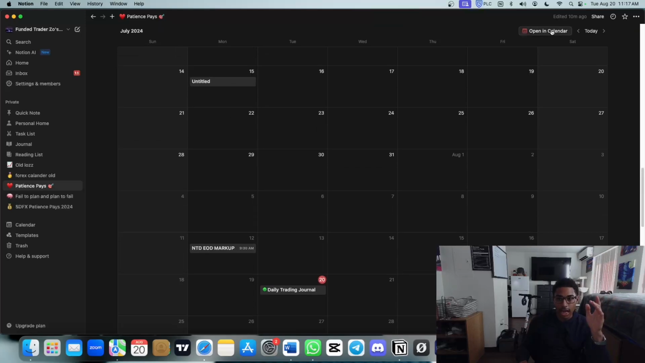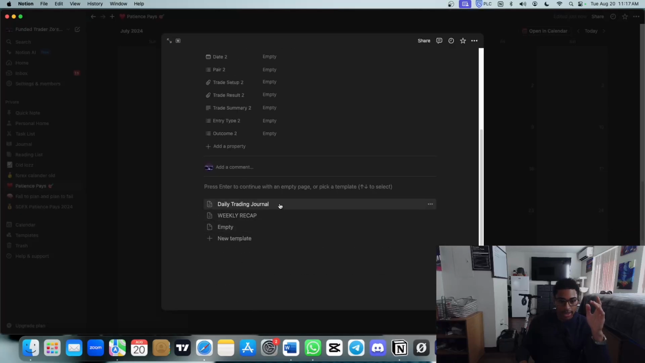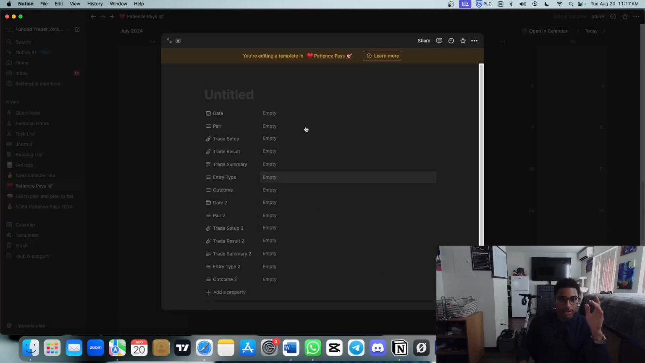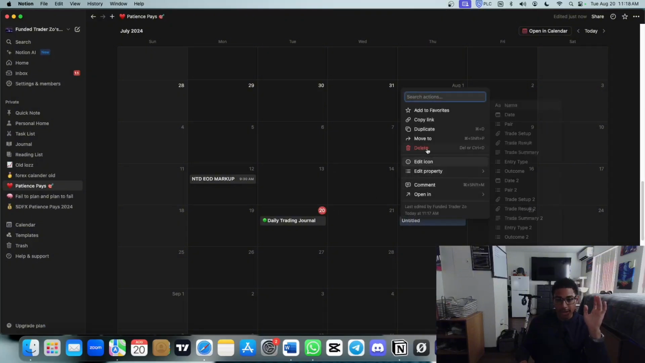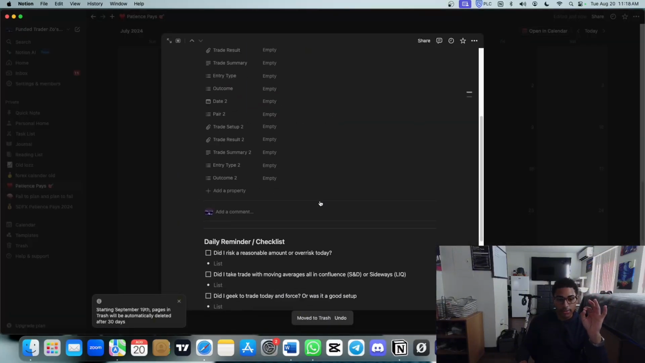In this case, I did the calendar view. And then when you come to the calendar, you click on a day and you set up a template. So for example, if I did a new template, well, I'm not gonna mess it up because I had messed up my template and it deleted so many trades I had. So definitely be careful with that. But you create a template.